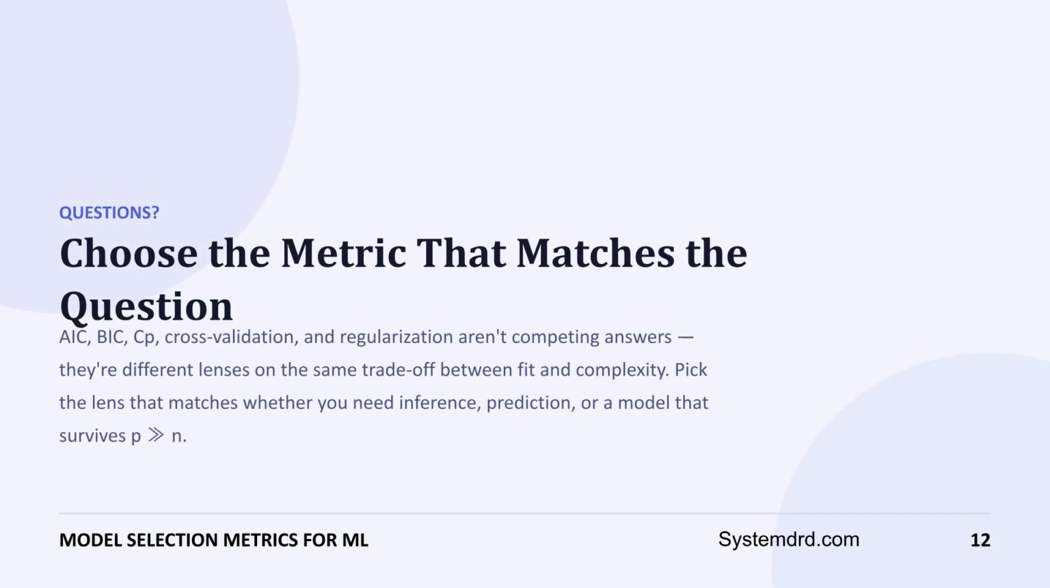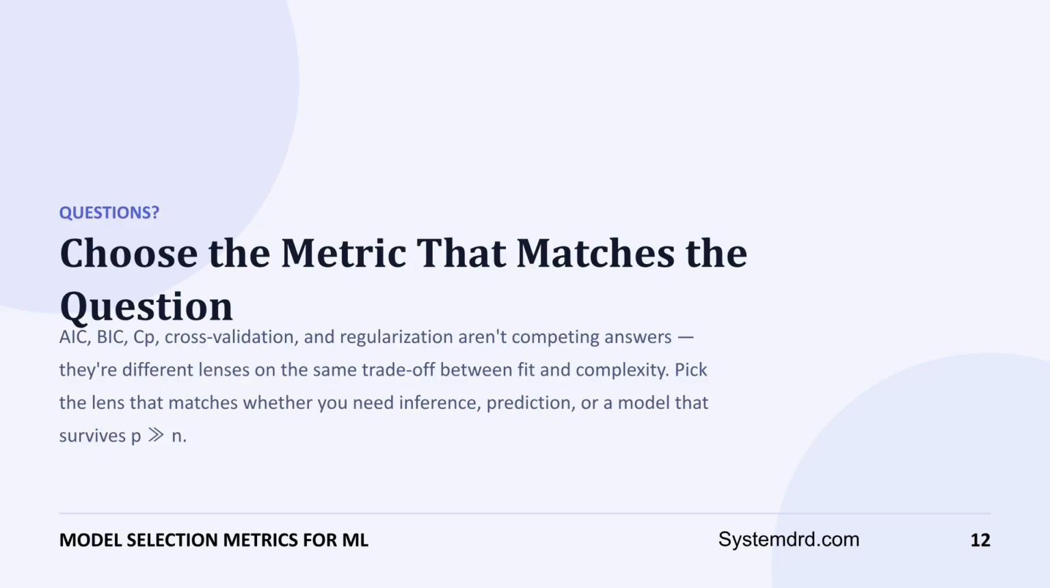So, to close where we started, AIC, BIC, Cp, cross-validation, and regularization aren't competing answers to the same question. They're different lenses on the same underlying trade-off between fit and complexity. The real skill isn't memorizing which one is best. It's recognizing which lens matches the question you're actually asking.